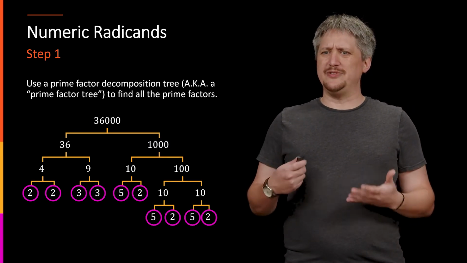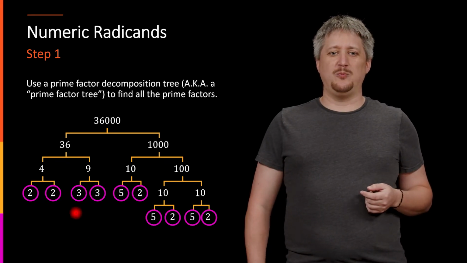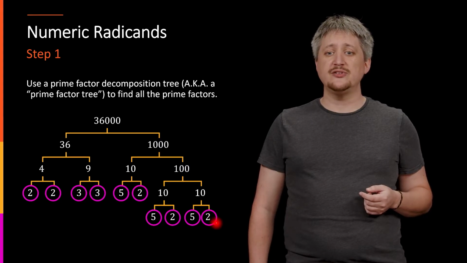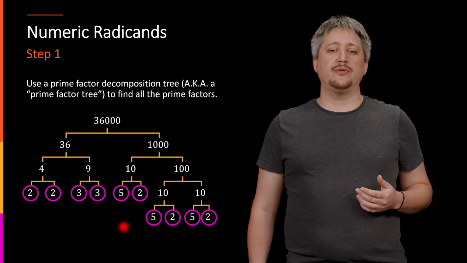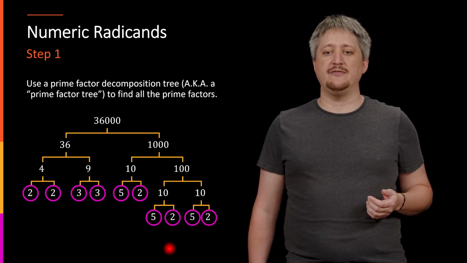But really, I want to group these by type. So I have a bunch of 2s. Let's see, 1, 2, 3, 4, 5 2s. So that would be 2 to the 5th that I have as a factor. And for 3s, I have 1 there and 1 there, so I have a 3 squared. And for 5, I have three 5s, so I'm going to have 5 cubed.